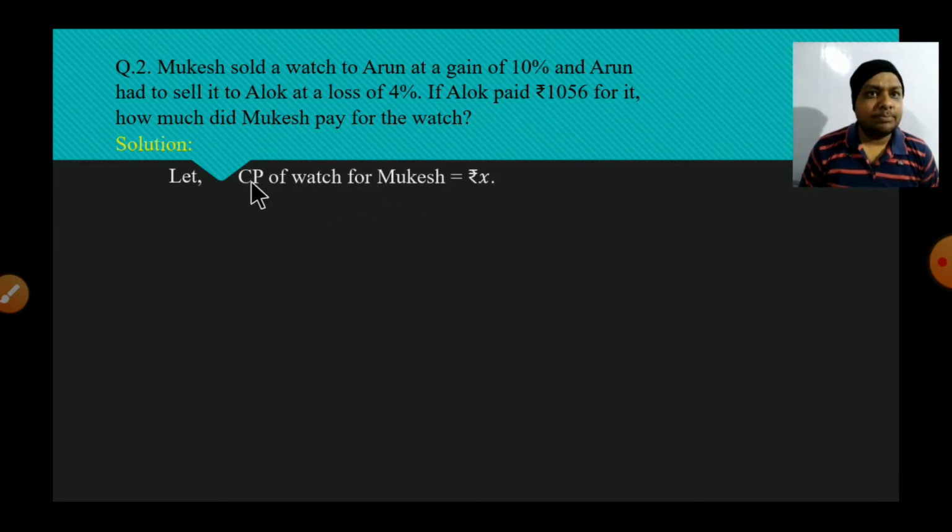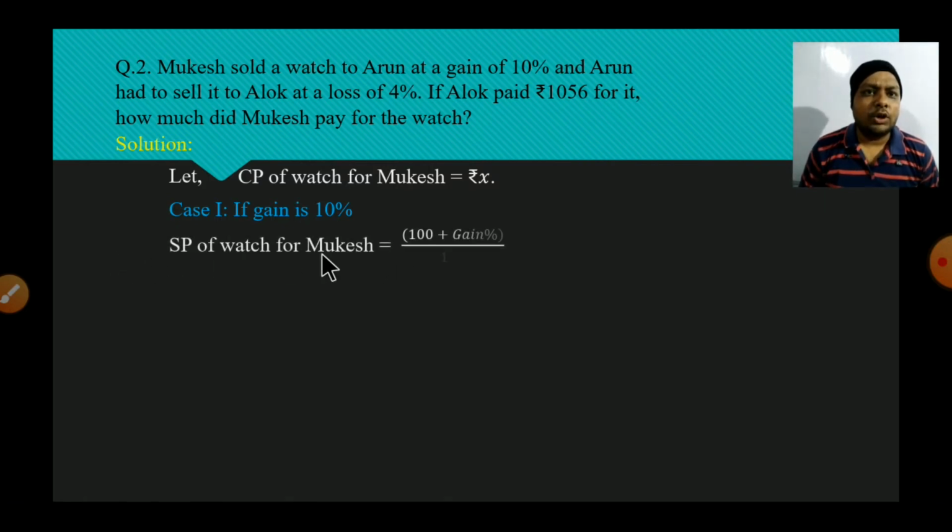Okay, Mukesh bought this watch in rupees X, we will assume. Clearly. Now let's find the SP of watch for Mukesh. Mukesh sold this watch to Arun at a gain of 10%. So at first, case 1, if gain is 10%, 10% gain for Mukesh now. So let's find. At first, we will find SP of watch for Mukesh.